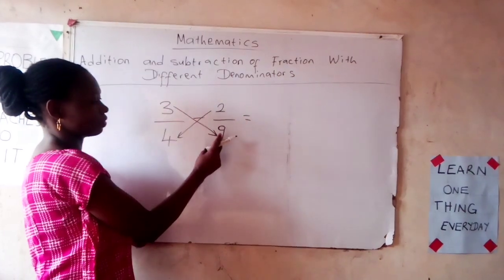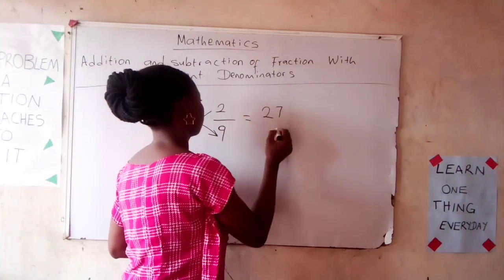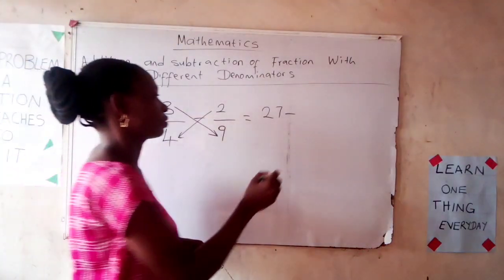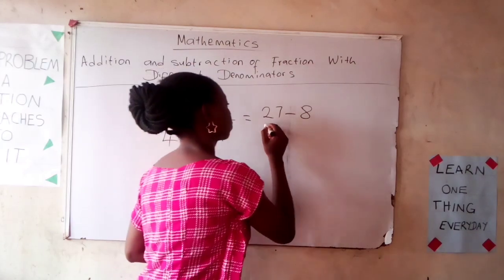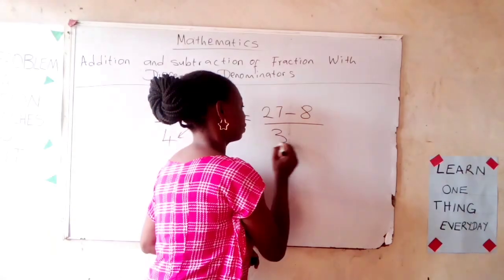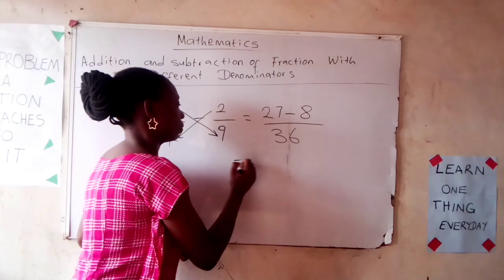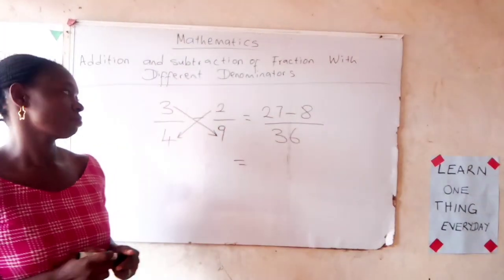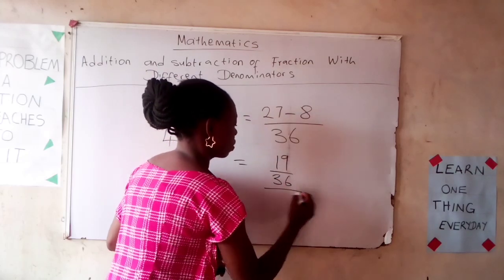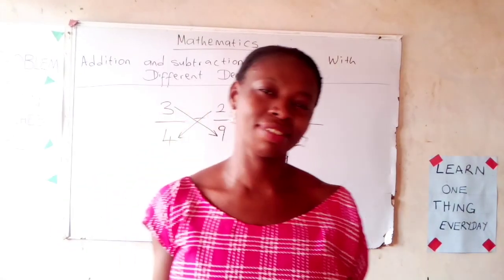So 3 times 9 is what? 27. And you know what we have is minus. 2 times 4 is what? 8. 4 times 9 is 36. You can see, these are the denominator, these are the numerator. So what I'll now do is 27 minus 8. That's 19. 19 over 36. Very, very simple. Very, very what? Simple. Now, see, with this method, you can solve this with ease.